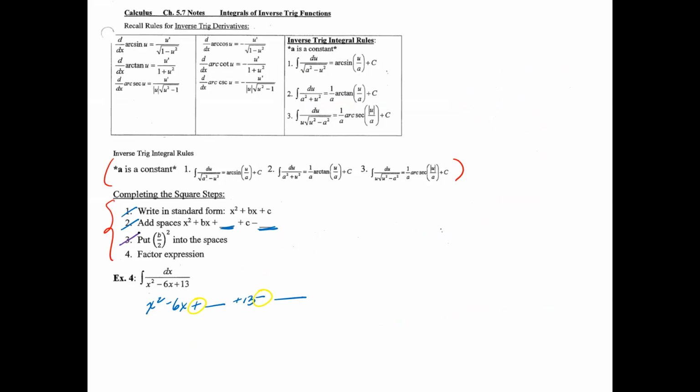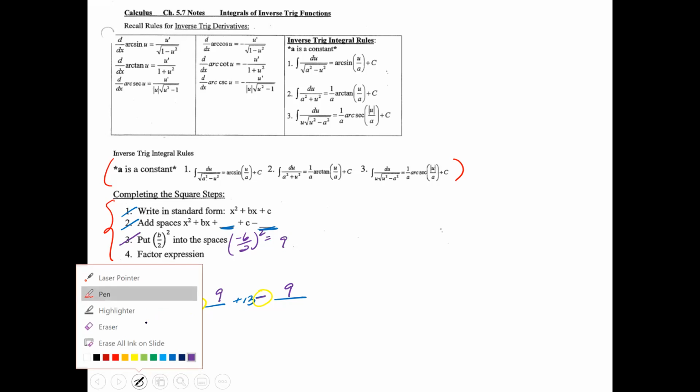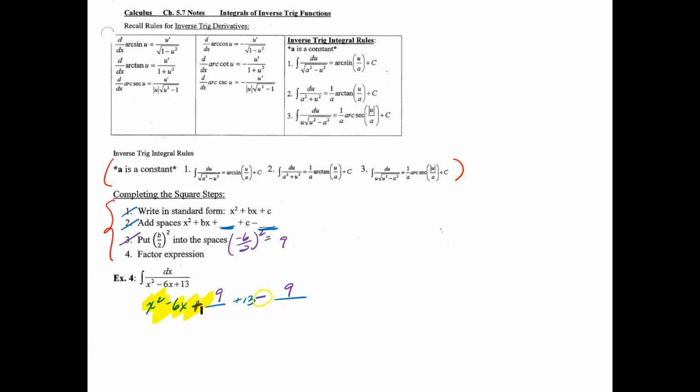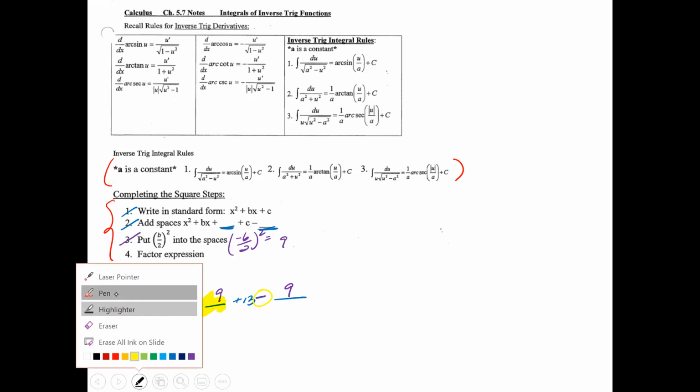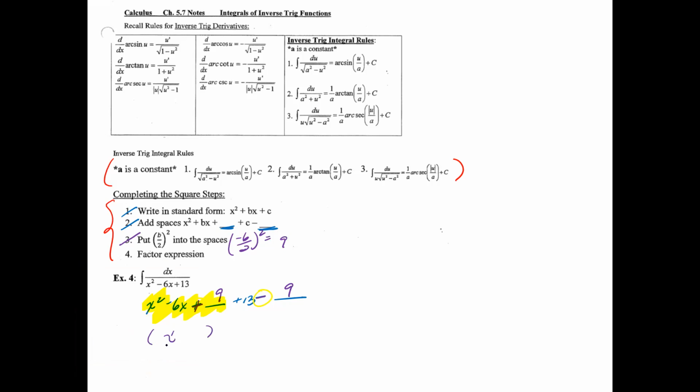All right, so step 3. Take b divided by 2. Your b is -6, divided by 2 and then square it, which is -3. -3 times -3 is 9. So add the 9, subtract the 9 on both sides. All right, and then what you're going to do is you're going to notice that with this part right here, you created this perfect square. So you can just go ahead and take the middle number divided by 2, which is going to give you a 3, and square it.